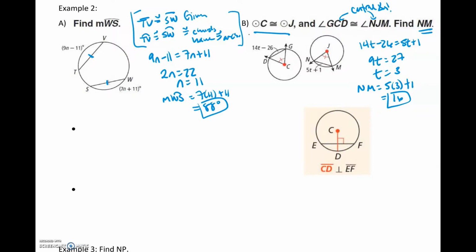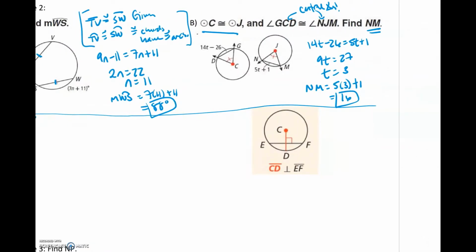Okay, last two theorems and one last example. These are additional theorems that now deal with, you'll notice, a chord and a radius if you look at that diagram. So what does our first theorem say? It says that if a radius, or by extension a diameter, because remember a radius is half a diameter, is perpendicular to a chord, then it bisects the chord and also the arc.